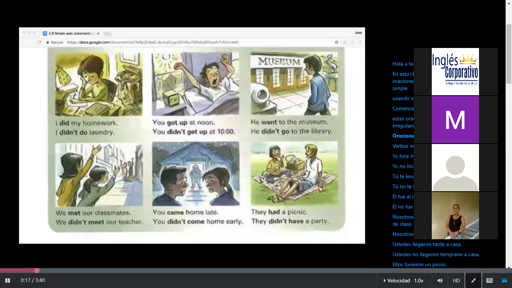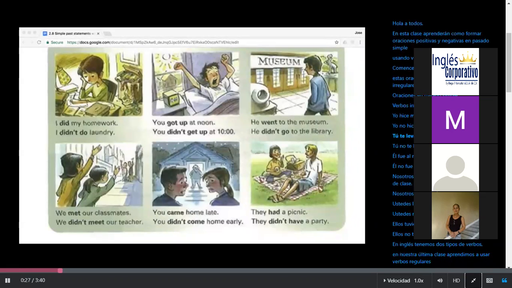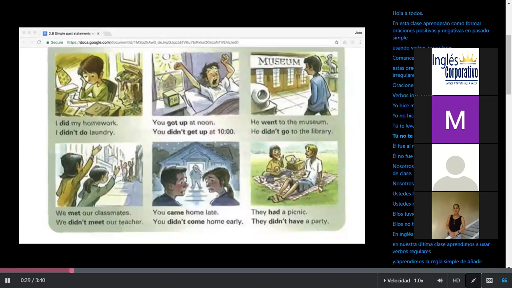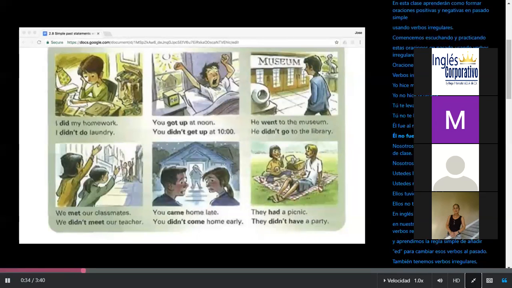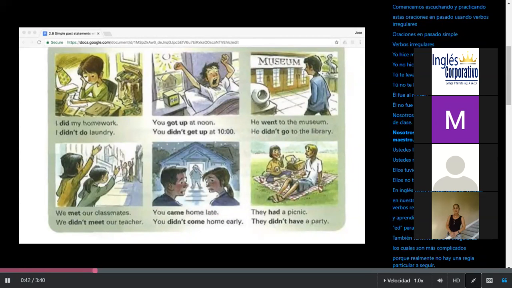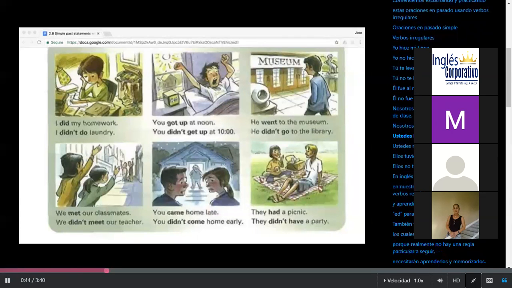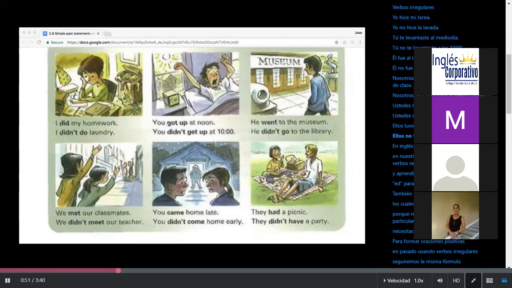Simple past statements, irregular verbs. I did my homework. I didn't do laundry. You got up at noon. You didn't get up at 10 o'clock. He went to the museum. He didn't go to the library. We met our classmates. We didn't meet our teacher. You came home late. You didn't come home early. They had a picnic. They didn't have a party.